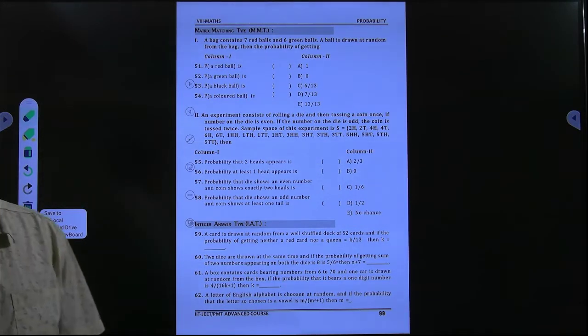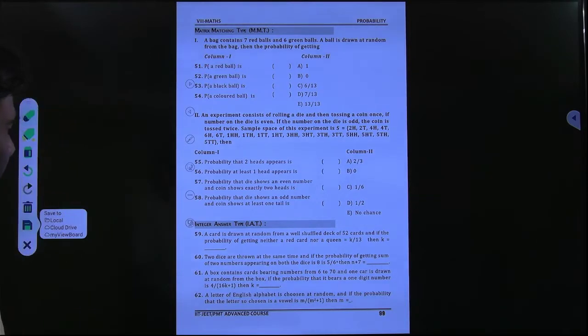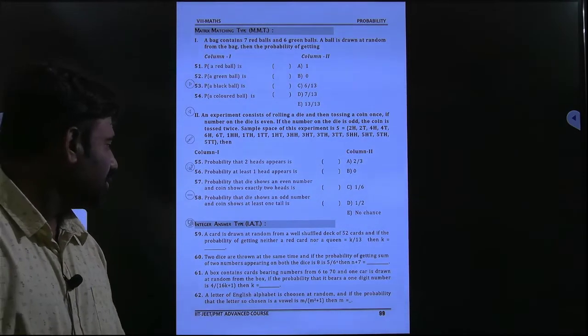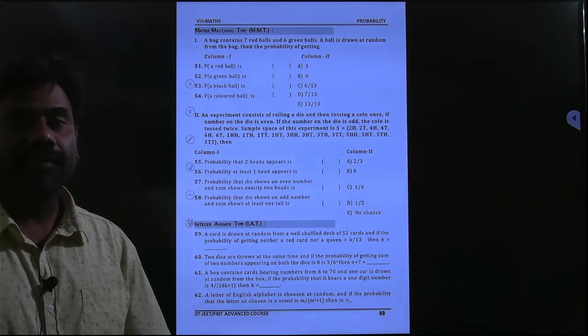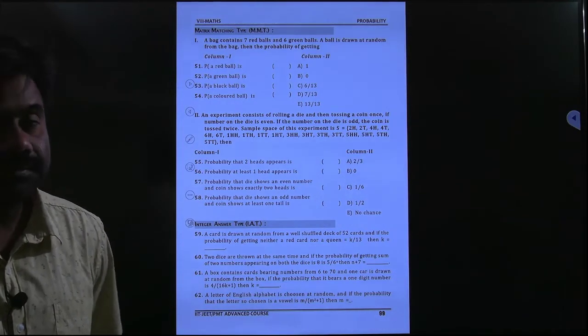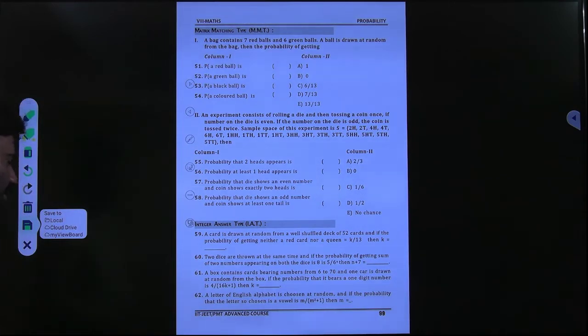Matrix matching type questions are completed. Now we are going to enter into integer answer type questions. Generally these questions are based on the values from 0 to 9 integers. Let's start with the first integer answer type question.